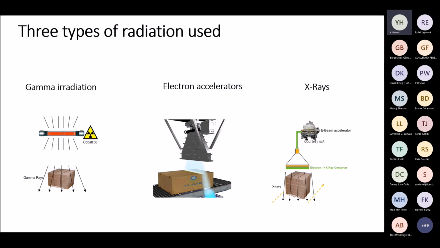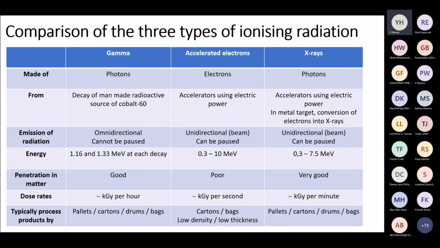So what are the three types of ionizing radiation that are used for radiation processing? One is gamma irradiation from a radioactive source, namely cobalt-60. A second type of radiation is electrons, accelerated electrons produced by a machine called an accelerator. And the third is X-rays that are produced from electrons coming from an accelerator and going through a metal target to produce X-rays. And we will go into more details about this.